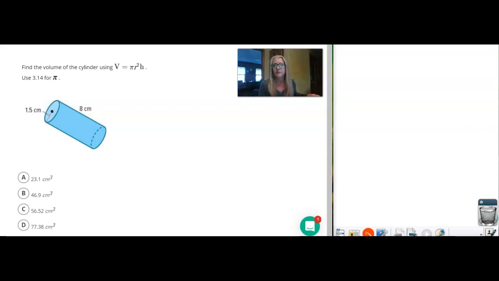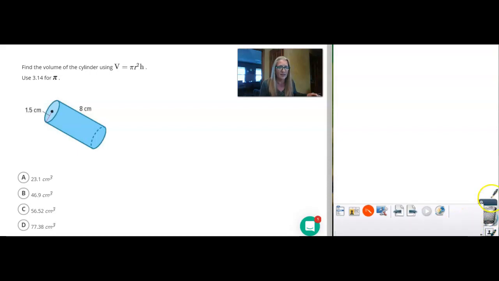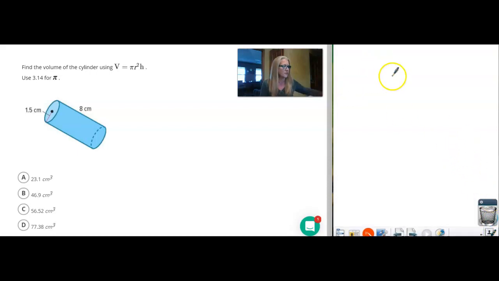Find the volume. This is problem number 2. Find the volume of the cylinder using V equals pi r squared h. Use 3.14 for pi. All right, we need to hop over here. That's not on pen. Put it on pen. All right, now we're talking.